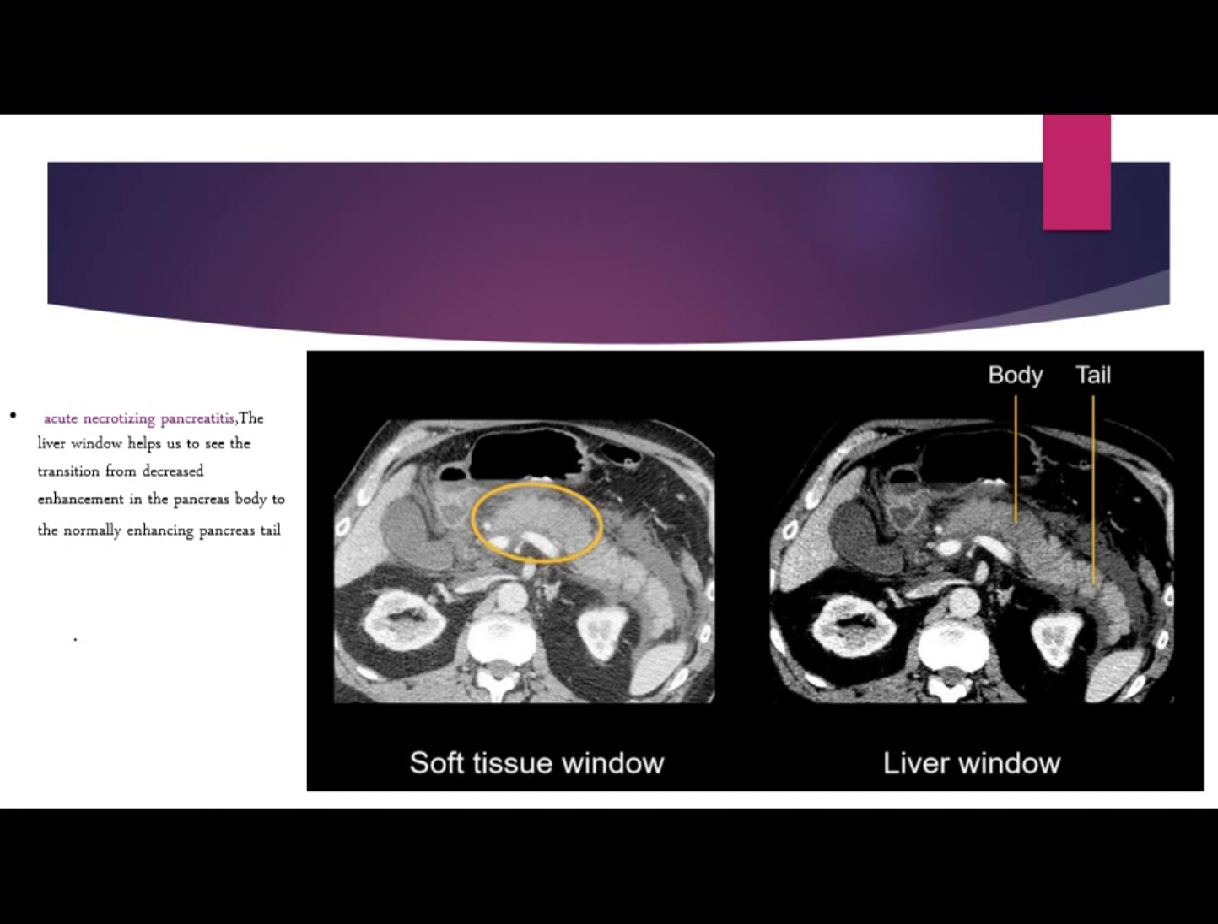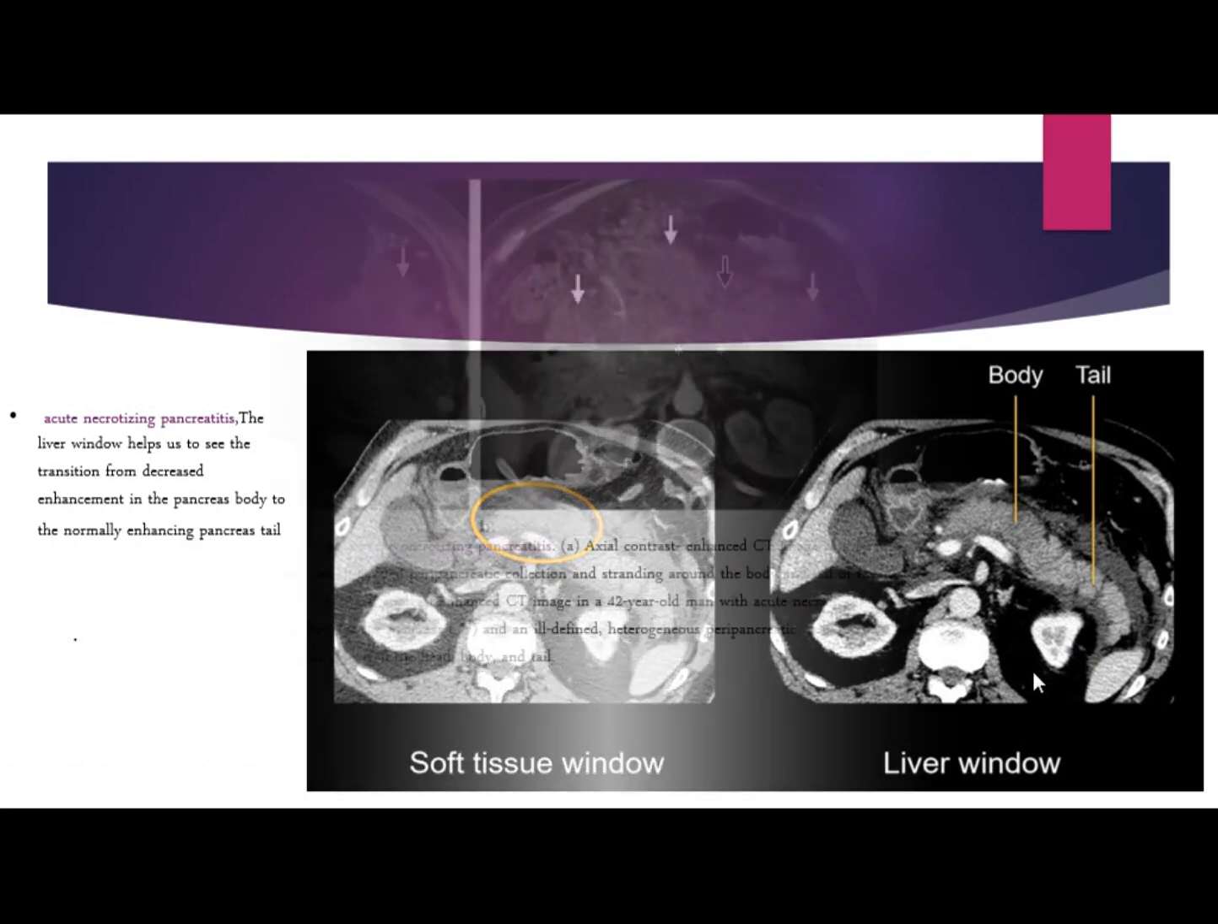This is another view. Acute necrotic pancreatitis. In this view, in the soft tissue window, you can't see any changes, but in the liver window, we can see decreased enhancement at the head and body, with a normally enhanced tail. So it's focal pancreatitis, not generalized pancreatitis.